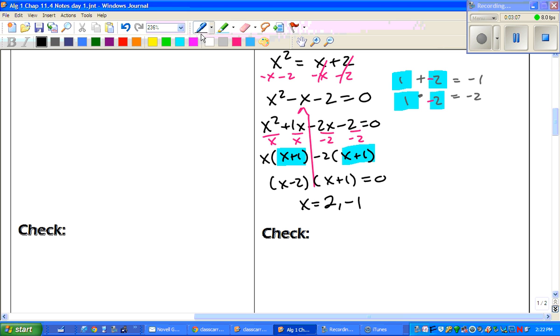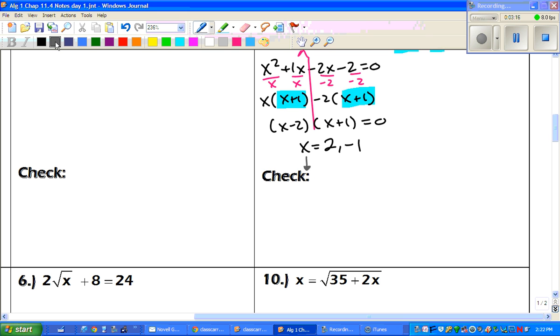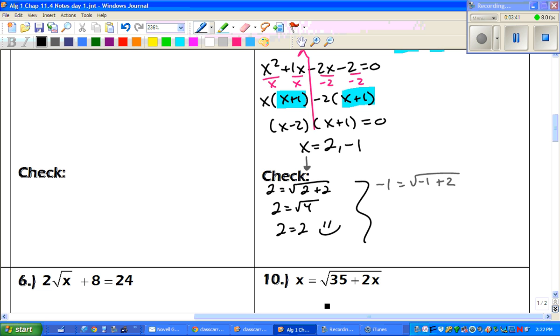Now, before we circle those and say, oh, this is our answer, we have to check them both in the original equation. So we've got 2 equals the square root of 2 plus 2. And then our other one is negative 1 equals the square root of negative 1 plus 2. 2 plus 2 is 4, and the square root of 4 is 2. Over here, we get negative 1 equals the square root of negative 1 plus 2, which is 1, and the square root of 1 is 1. So our only answer for this one would be x equals 2. Okay?